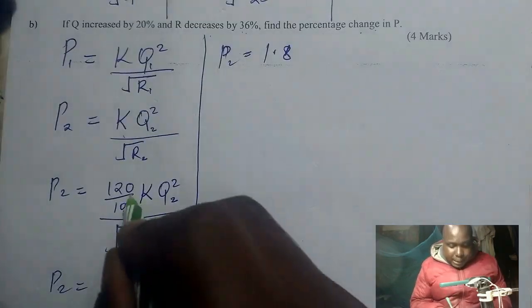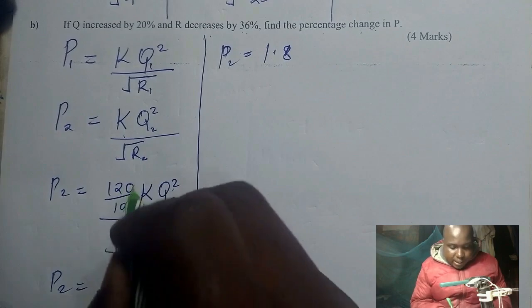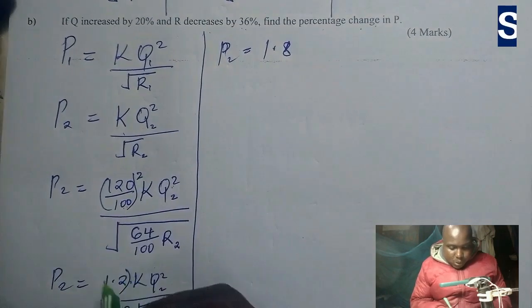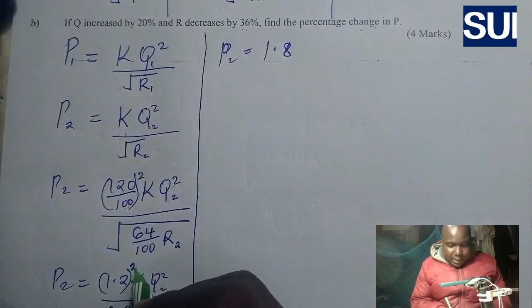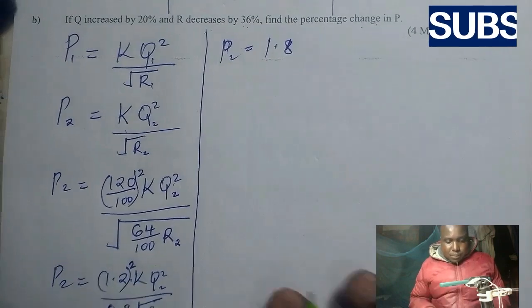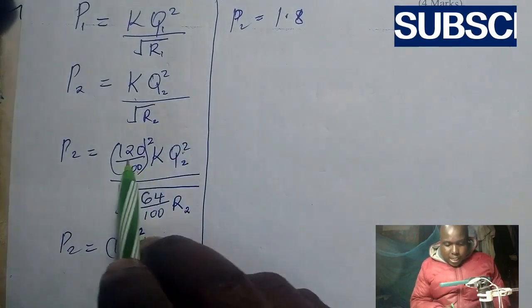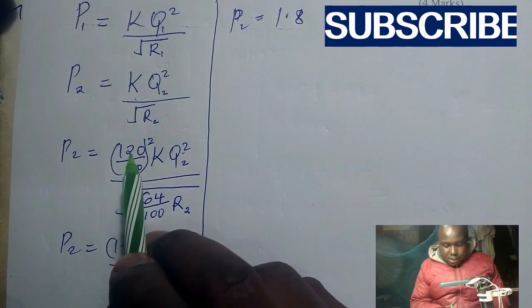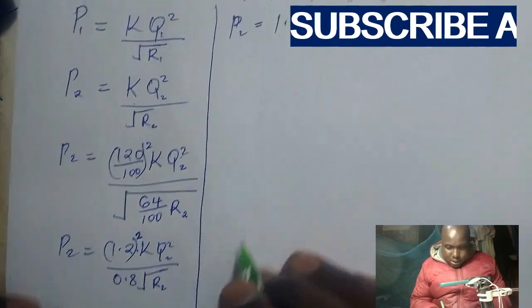So remember Q was squared. Therefore, whatever answer we are going to get here should be squared. So what we have here is squared. Please remember that. Because this Q was squared, the answer here is going to be squared. So this is one.